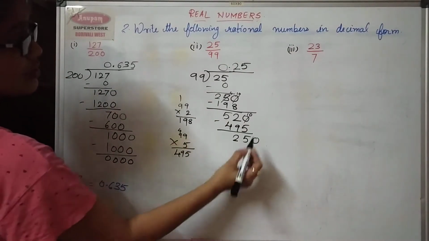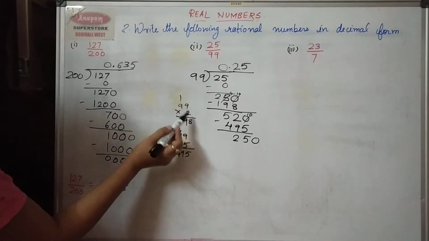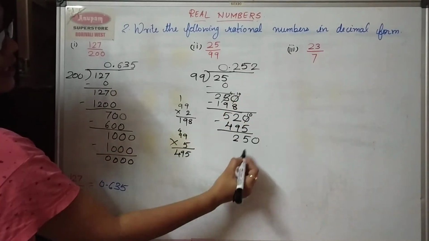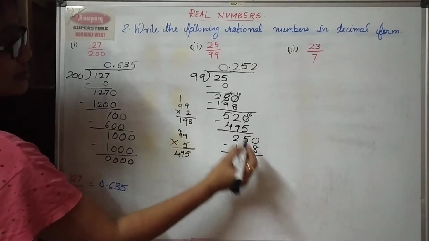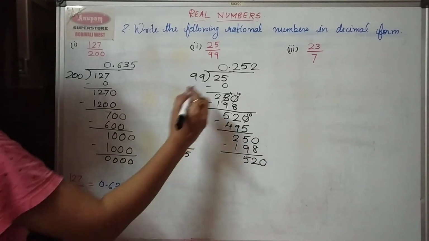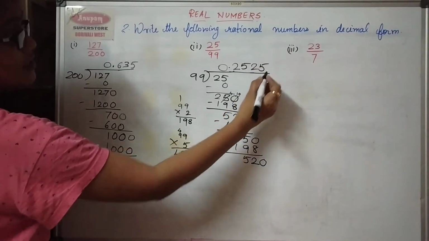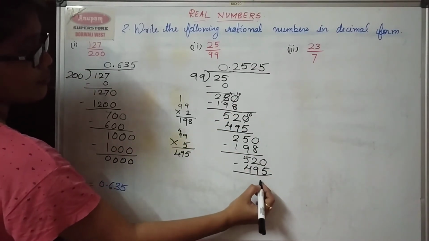I'll take 0 here, and again 99 into what is going to give me 250. So 99 twos will give me 198. So let me try subtracting this. Again it will give me 52, and I take 1 0 down, and hence again it will give me 99 into 5, which is 495. So this is how I am going to continue.